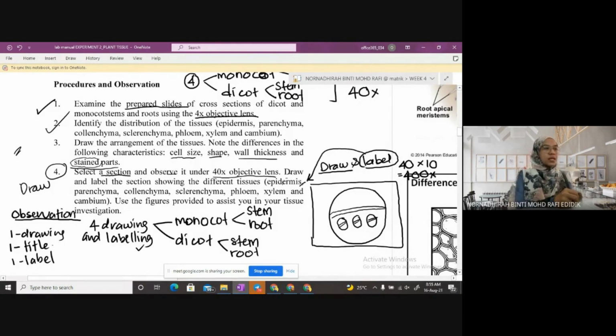Oh, title and magnification. Kena ada magnification. So you guys guna actual magnification 400x. Awak tuliskan, bila awak dah draw kat luar kotak tu, awak tulis title figure 1. Figure 1 what? Figure 1 monocotyledon stem under 400 times actual magnification. Make sure ada ni. Okay.